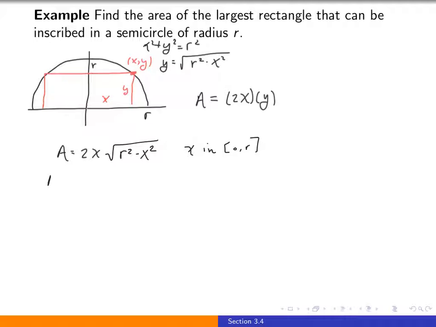So we differentiate it, and in order to differentiate it, we're going to have to use the product rule. We're going to take the derivative of the first function, so the derivative of 2x is 2, times the second.